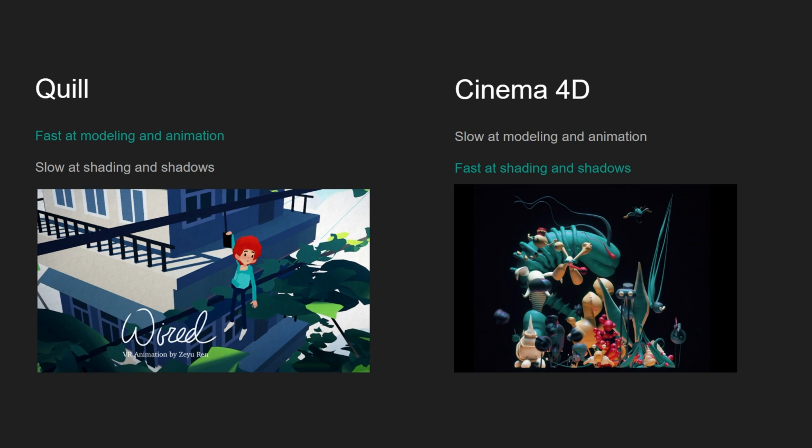So Quill is very fast at modeling and animation, and there are so many tools. You can puppeteer your character, and if you want to create wings, you can easily create that with your hand gestures. But it's very slow at shading and shadows. If you look at this scene, you can see those shadows are actually very hard to create. You're not painting this side of the cube. You basically create another side of the building and paint it. And this is actually very time consuming.